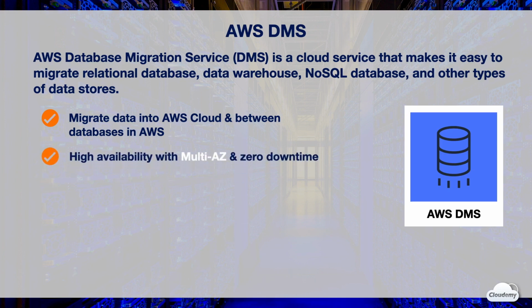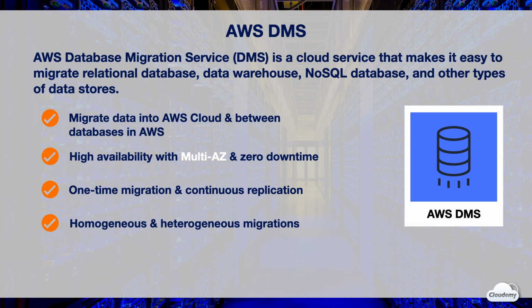DMS is highly available as it provides a multi-AZ option for database migration with redundant instances. It also helps you migrate databases with zero downtime. All data changes to the source database are continuously replicated to the target, allowing the source database to remain fully operational during the migration. After the database migration is completed, the target database will remain synchronized with the source database. You can use DMS for both one-time data migration, as well as continuous data replication. For continuous data replication, it's recommended to enable the multi-AZ option for high availability.